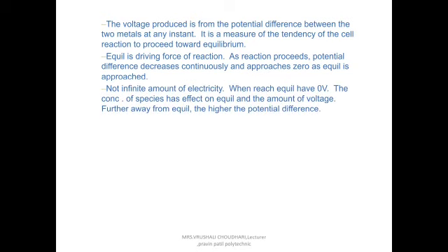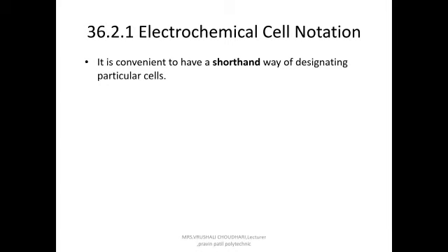The voltage produced is from the potential difference between the two metals at any instant. It is a measure of the tendency of the cell reaction to proceed towards equilibrium. It is the driving force of the reaction. As the reaction proceeds, the potential difference decreases continuously and approaches zero as equilibrium is achieved. There will be no infinite amount of energy; till the solutions have a particular concentration, they are going to produce potential.